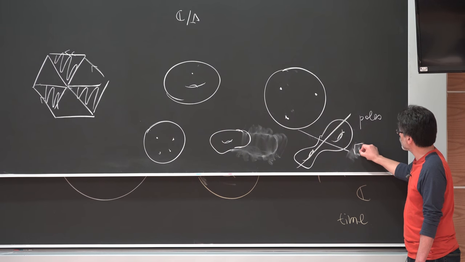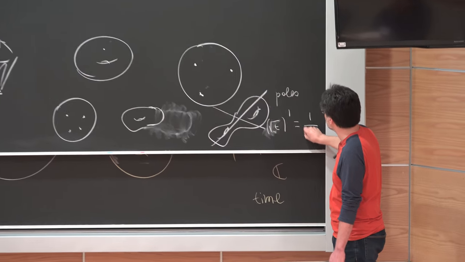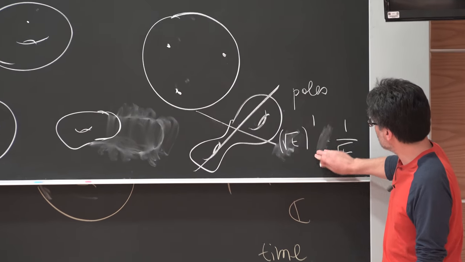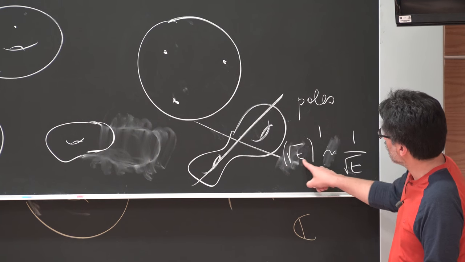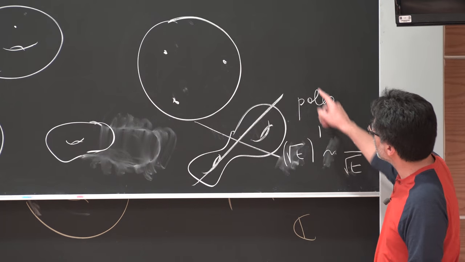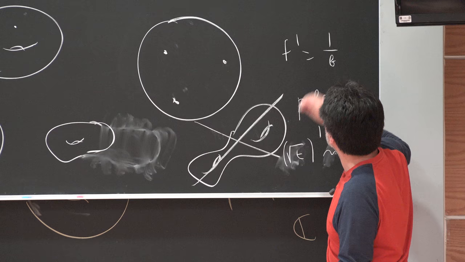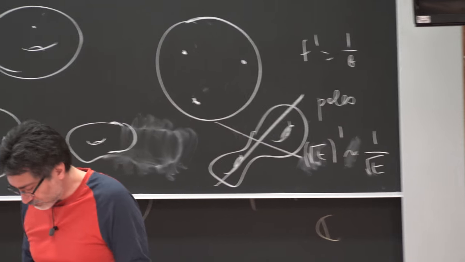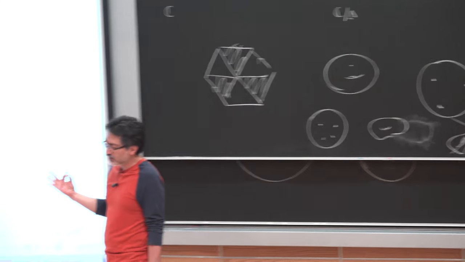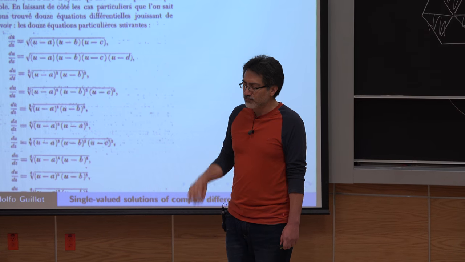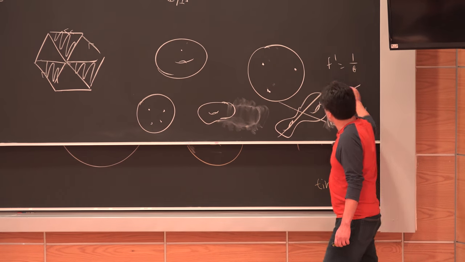Say, if you take the square root of t, the derivative is essentially 1 over the square root of t. So this square root has 2 determinations, it is multivalued, and solves the differential equation f prime equals 1 over f. Okay? So if you want to understand differential equations that do not have multivaluedness, then in one dimension, you should not have poles.